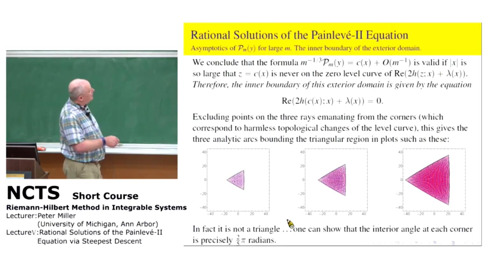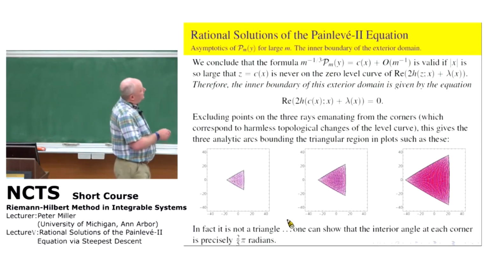And it turns out that there are some curves that emanate from these corners, but they are harmless topological transitions, so we're not going to plot those. But then there's this curve, and this curve, and this curve. And those are exactly given by solving this equation, okay? That's where those come from.